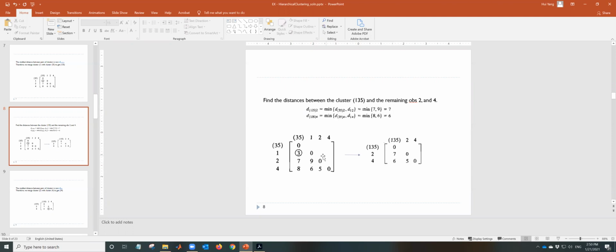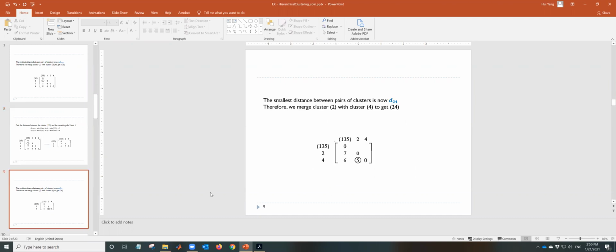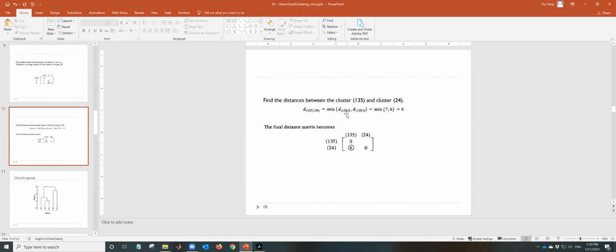So this one is 6 and 7. Now we update to the new proximity matrix. Which one is the smallest now? 2 and 4 is the smallest, so we should merge 2 and 4 to get the 2, 4 cluster. Now we need the distance between 1, 3, 5 and 2, 4. The distance is the minimum of 7 and 6, so it's 6.